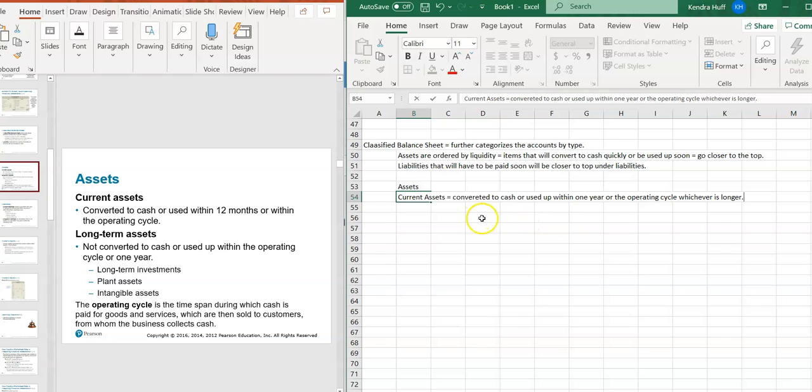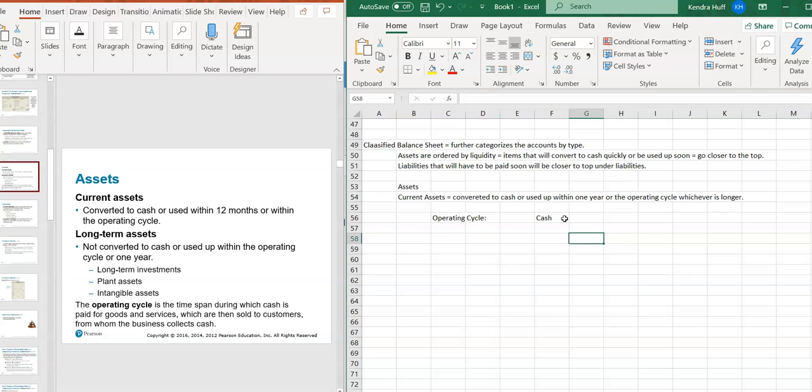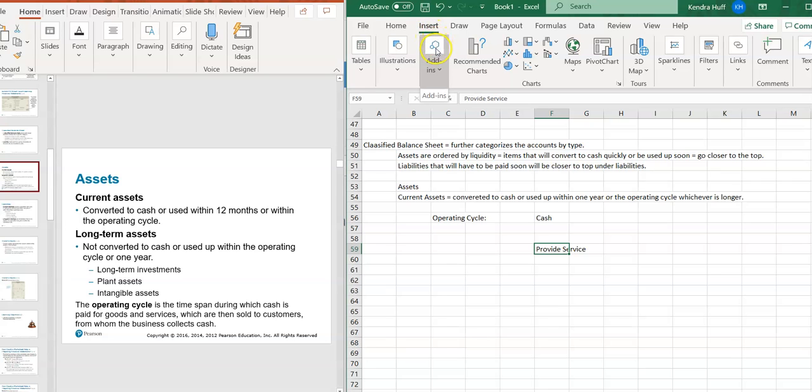The operating cycle, let's see if I can draw this out. For the operating cycle, you start off with cash. In our case, we're just providing a service. And then you collect the cash. Well, let me do it like this. I'm a little afraid to do this, but we'll try it.